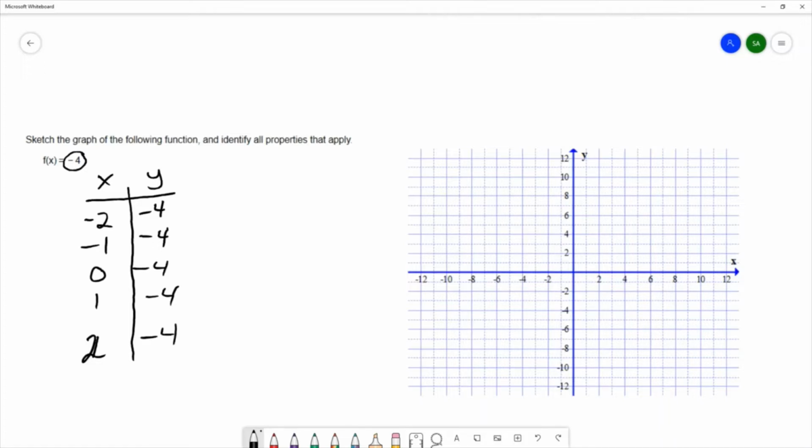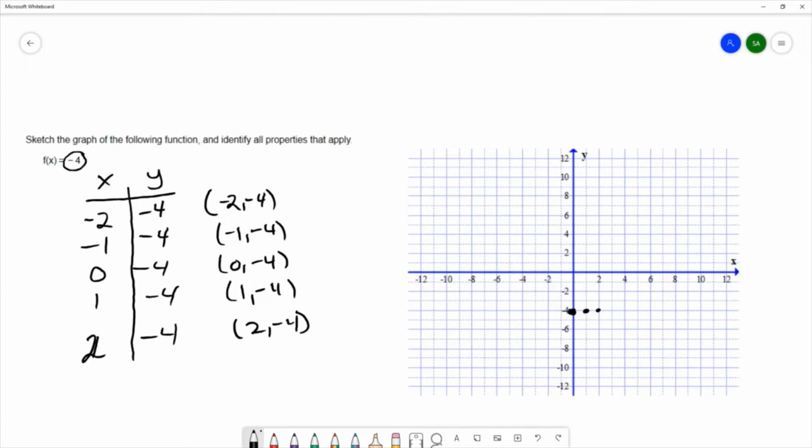So my ordered pairs would be negative 2, negative 4, negative 1, negative 4, 0, negative 4, 1, negative 4, and 2, negative 4. The y is constant no matter what the x is. So these are the ordered pairs that I would get. And we can see that our graph is a horizontal line.